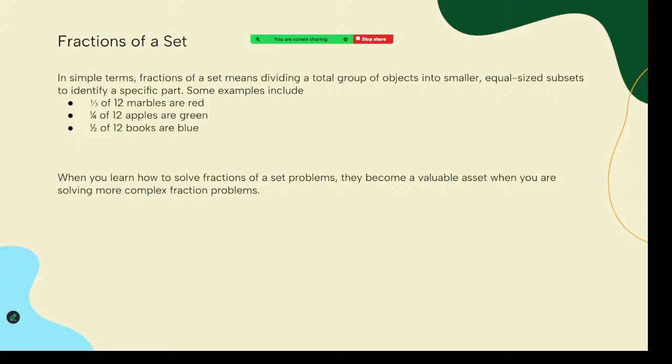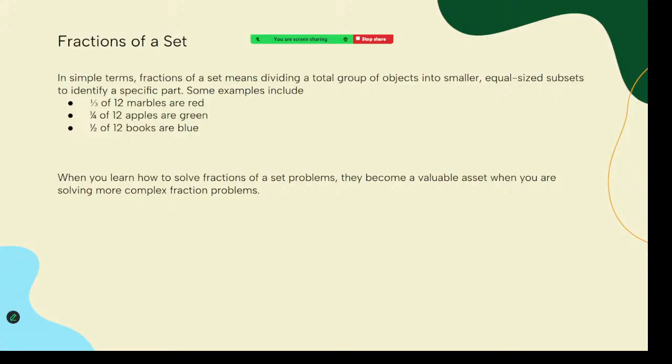So what does fraction of a set even mean? In simple terms, fraction of a set means dividing a total group of objects into smaller, equal-sized subsets to identify a specific part. Some examples include 1/3 of 12 marbles. So the fraction in here would be 1/3, and the set would be 12 marbles. That's why it's called fractions of a set.